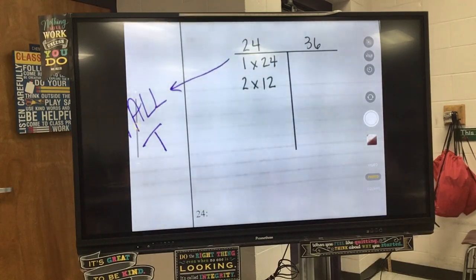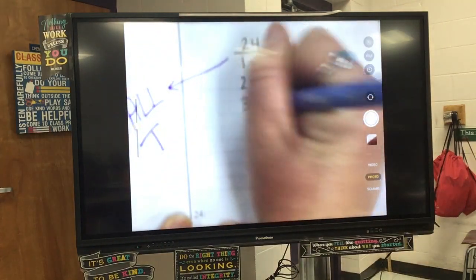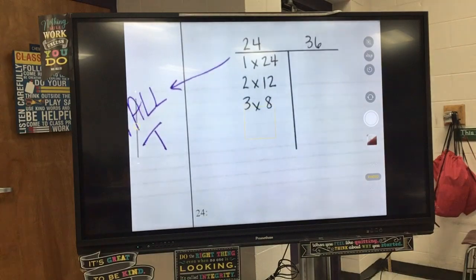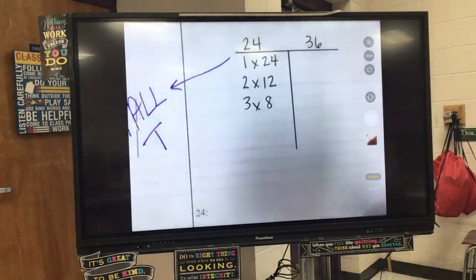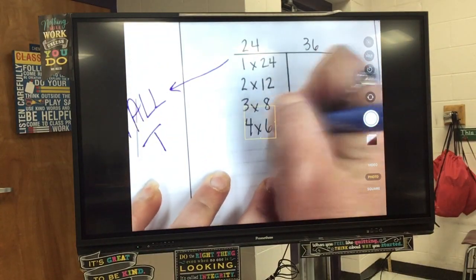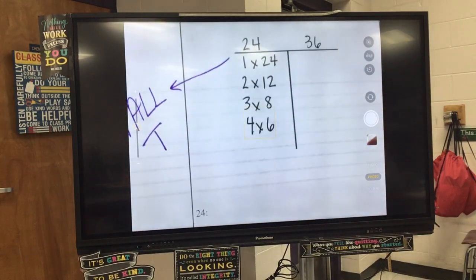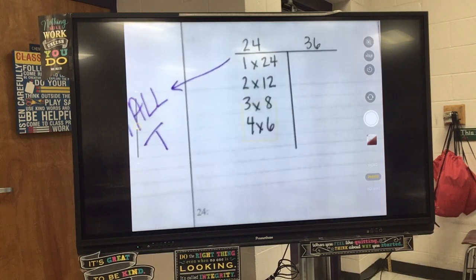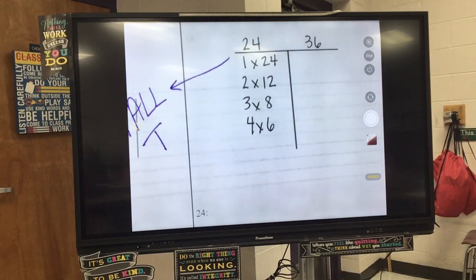All right, so what times 3 gives me 24? 8. What times 4 gives me 24? 6. All right, what times 5 gives me 24? Why doesn't 5 work? 5 doesn't work because 5 times 4 equals 20, and then 5 times 5 equals 25. Right. So it would be 1 off. So it doesn't go in evenly. So if a number does not go in evenly, that is how you know that it doesn't work.